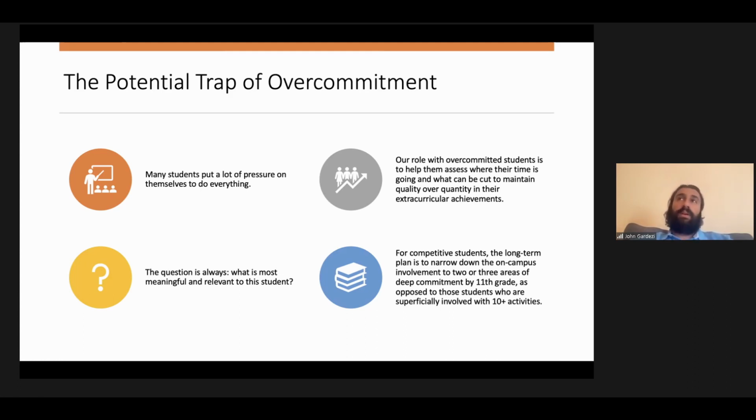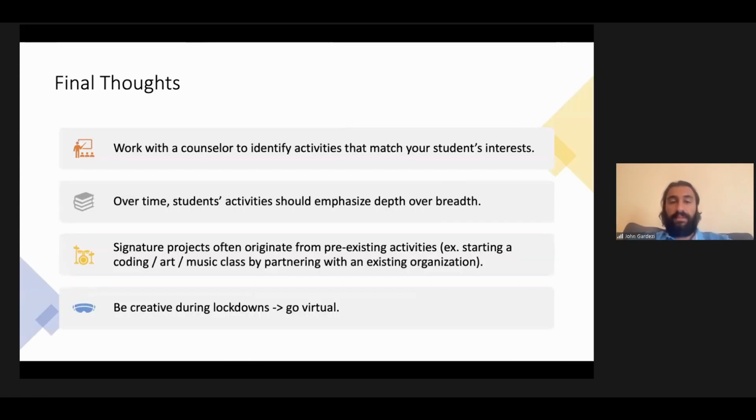A starting question that you can utilize is, what is the most meaningful and relevant activity or set of activities for me? For competitive students, you're trying to narrow down your areas of focus to 2 or 3 core areas and not get involved in 10 plus activities where you have minimal involvement by the time you're a junior. So keep that in mind as you're going through your high school career.